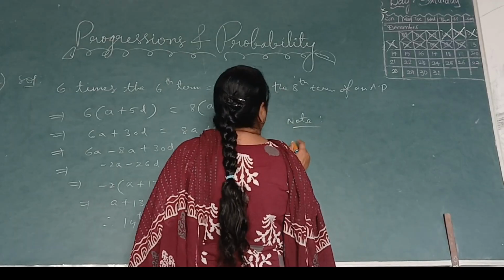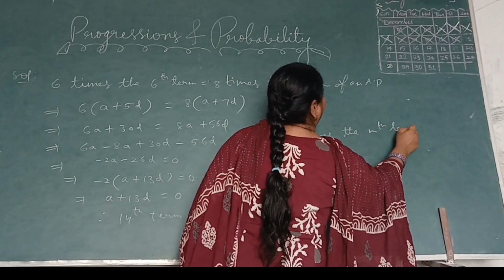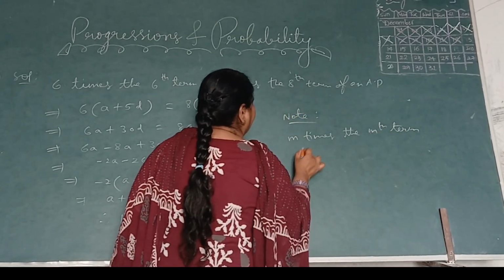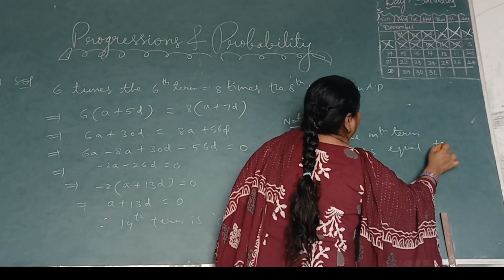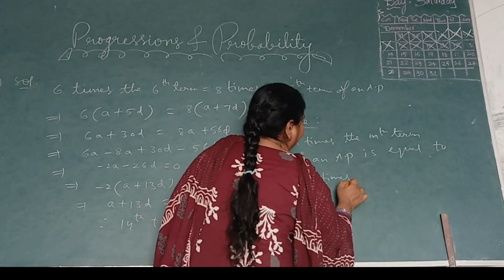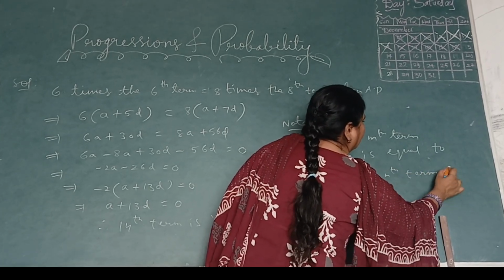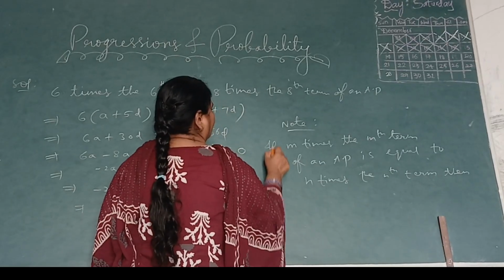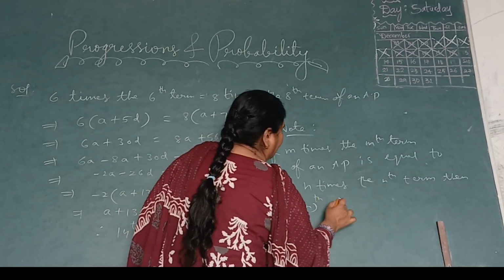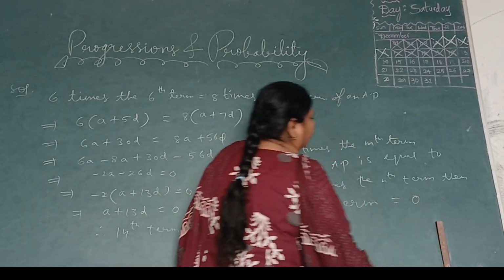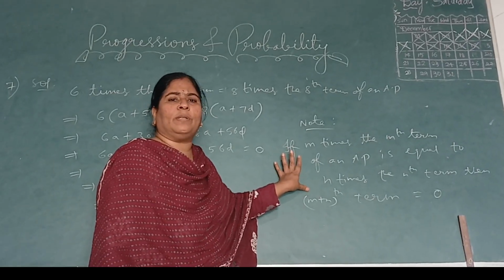Now always remember, one note to hold: m times the mth term of an AP is equal to n times the nth term, then the (m plus n)th term will compulsorily be 0. This note should be remembered. It may be asked in an MCQ also in the board examination.